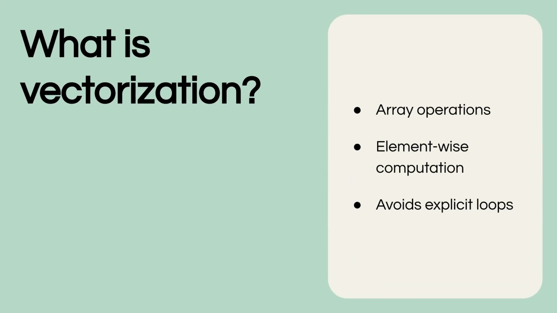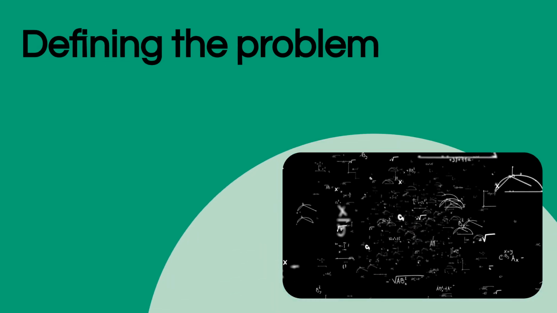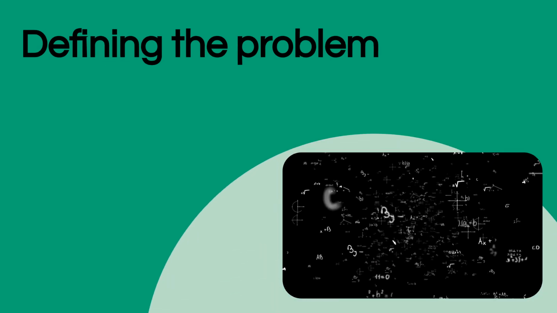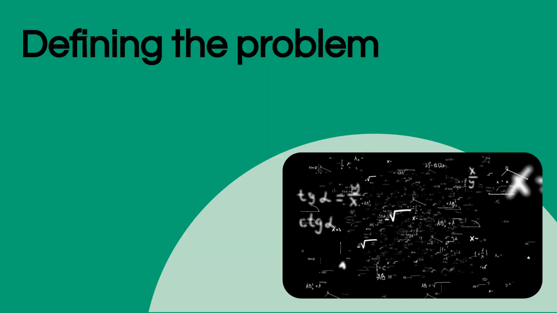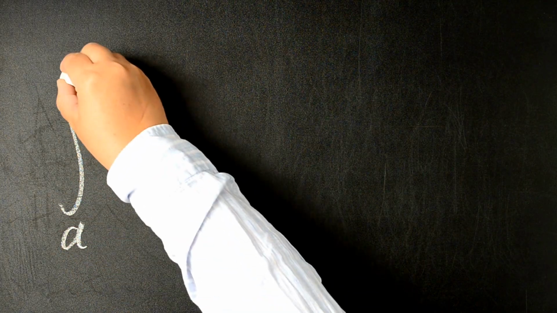Vectorization is essentially performing operations on entire arrays or vectors at once, instead of processing individual elements one by one using traditional loops. To demonstrate the power of vectorization, we will define a common task, calculating the mean square error of a dataset. The mean square error, or MSE, is a fundamental metric used everywhere from statistics to machine learning. It involves squaring differences, summing them up, and then dividing by the number of elements.